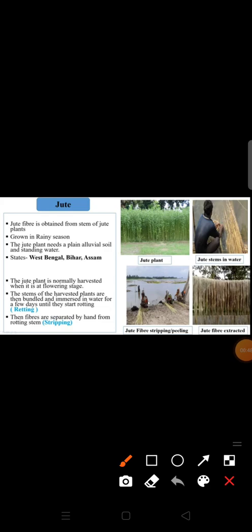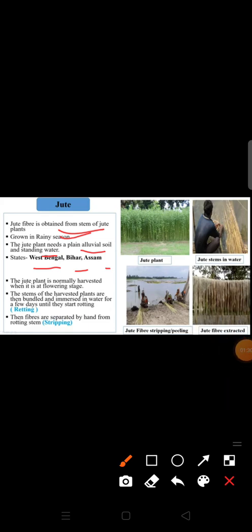Jute is obtained from the stem of the jute plant. It is a plant fiber, and India and Bangladesh are the major producers of jute in the world. It is grown in rainy season, and the jute plant needs a plain alluvial soil and standing water. Cotton needs black soil and the jute plant needs alluvial soil. And in India, West Bengal, Bihar and Assam are the major producers of jute.